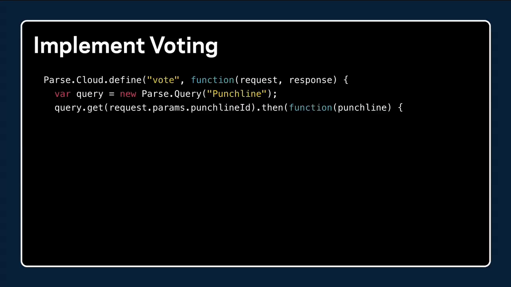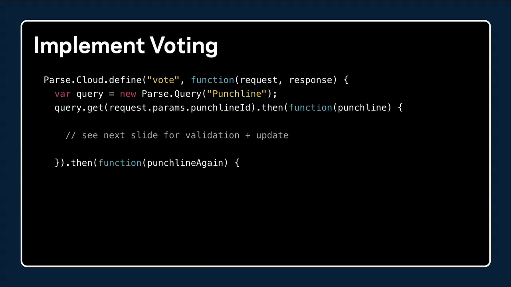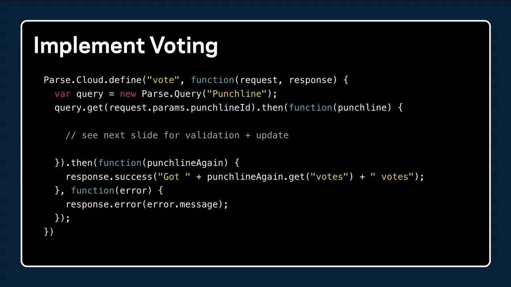We want to fetch the punchline object that the function is going to talk about. And so we pull it off the parameters and get the object. And then we can get started with validating and updating. For once, the code here doesn't actually fit on one slide, so humor me while we split this across two. All that happens at the end is handling success and error. If there was an error that happened along the way, this way we can push back and tell the client, hey, your function failed. Figure out why.